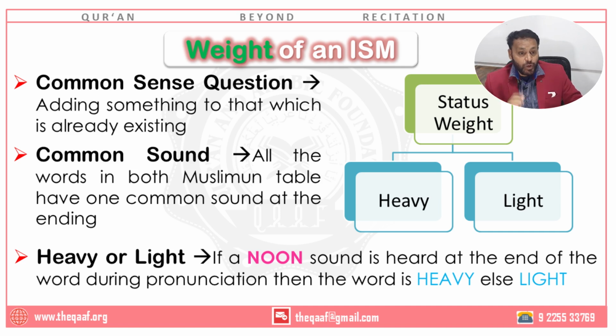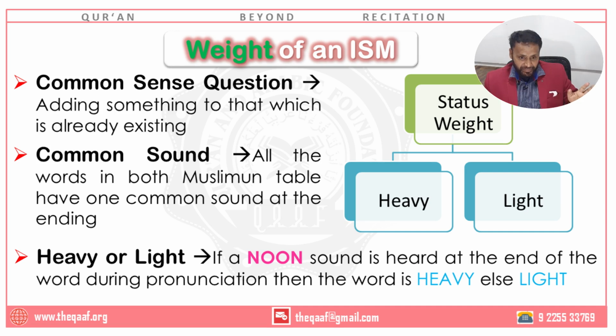There are reasons for a word to be light, and that's beyond the scope at this moment. We'll study later down the line why it should be light and what the reasons are. But at this moment, remember every ism has a weight, heavy or light. Heavy means noon sound or ending combination or ending sound. And light means missing of this: no noon sound, no ending combination, no ending sound.